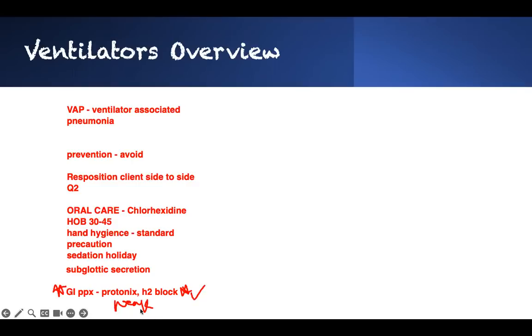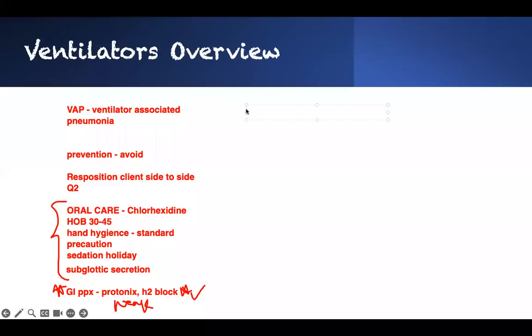it because we don't do that. It's something we used to do. Nowadays, we don't give people prophylaxis to prevent pneumonia. We can give it to them to prevent ulceration, but not to prevent ventilator-associated pneumonia. These are the most important ones to prevent ventilator-associated pneumonia.